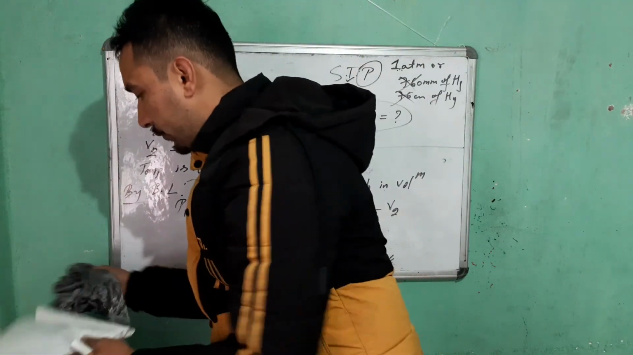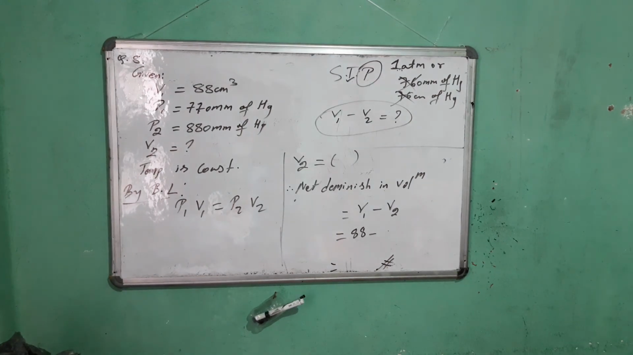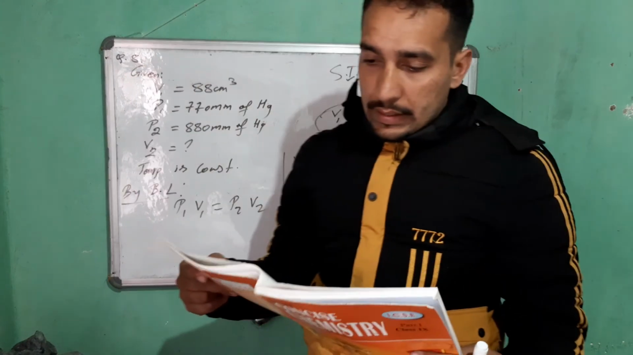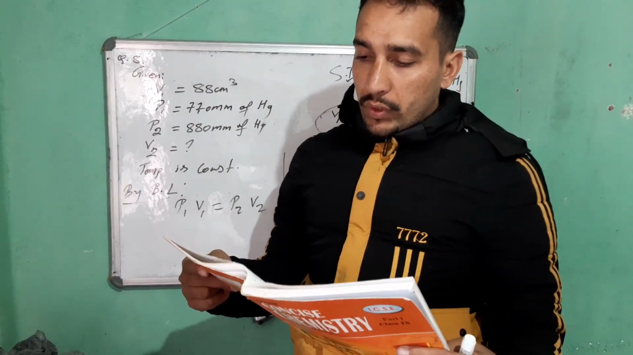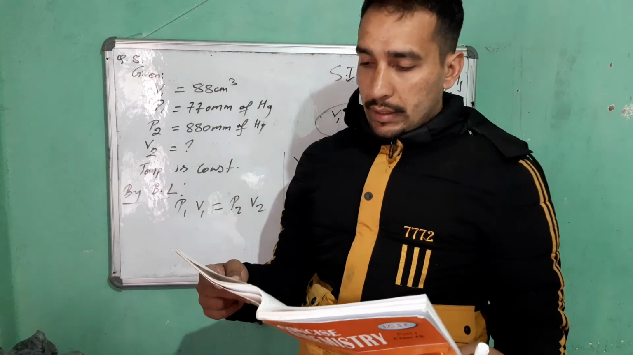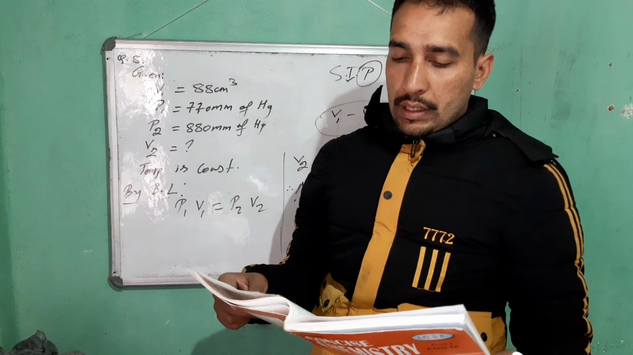Now next, question number 9. A gas at 240 Kelvin is heated to 127 degrees Celsius. Find the percentage change in the volume of the gas, pressure remaining constant.